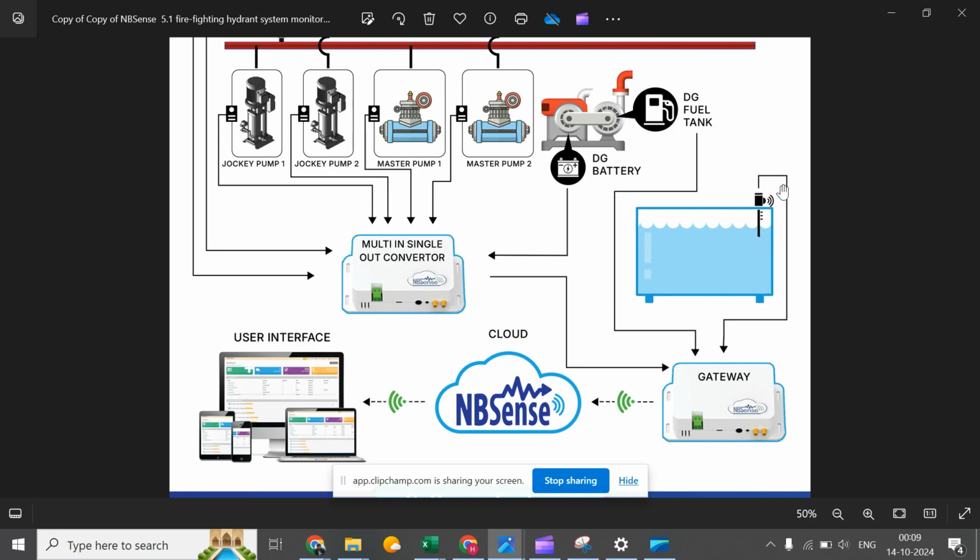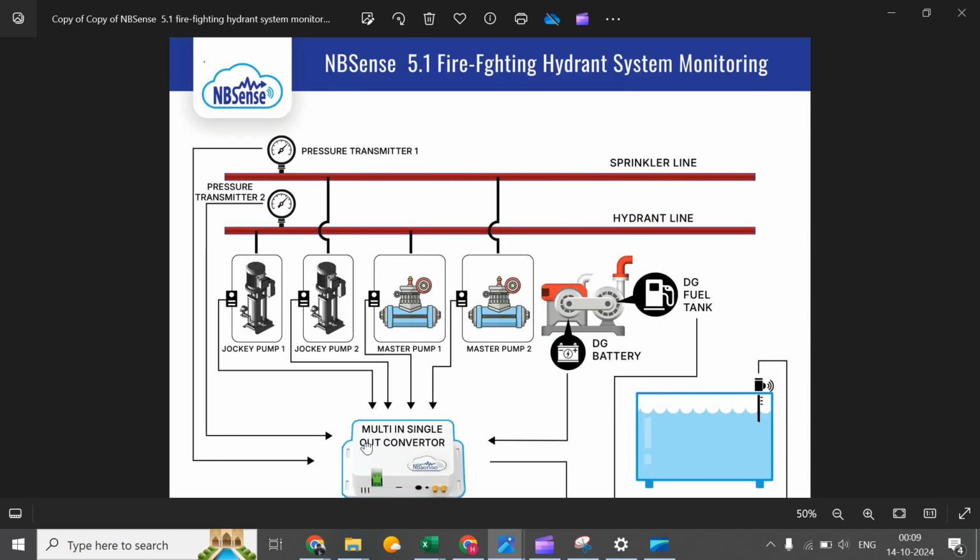The water level indicator output is also RS485, which is also detected by our gateway, and the common output from the multi-in single out converter is also RS485. That comes directly to the gateway, and from the gateway it goes to the cloud, and from the cloud we can see it from any user interface, mobile, tab, laptop. Now we will jump to the dashboard.